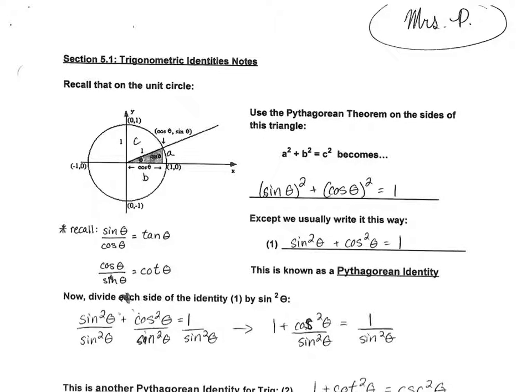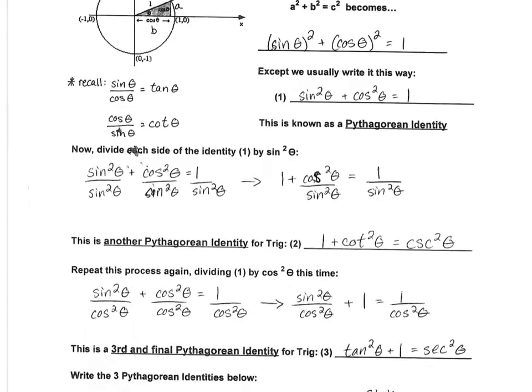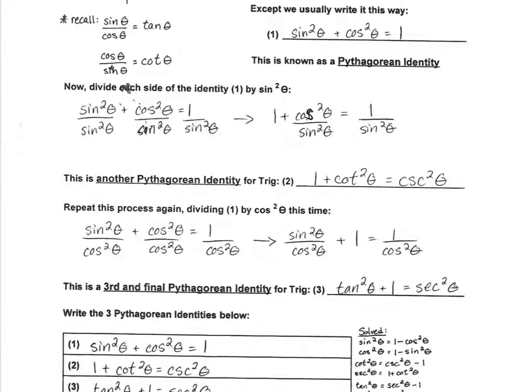The next thing we're going to do is see if we can develop other identities from that one, sine squared plus cosine squared equals 1, because it would be good if we could use all 6 of the trig ratios, not just sine and cosine. So the first thing we're going to do here is take sine squared plus cosine squared equals 1 and rewrite it, but then divide each side of the identity that we just wrote in number 1 by sine squared theta. So that means each side, actually there's 2 terms on the left-hand side and 1 on the right, so we're actually dividing it in 3 locations. Sine squared over sine squared equals 1.